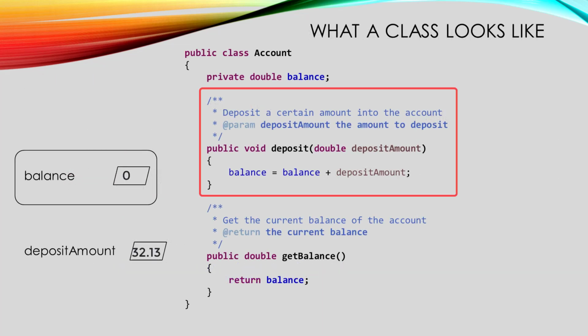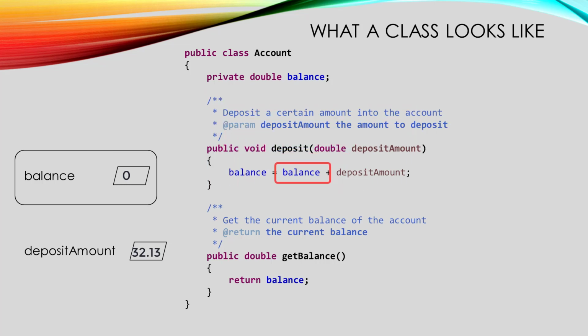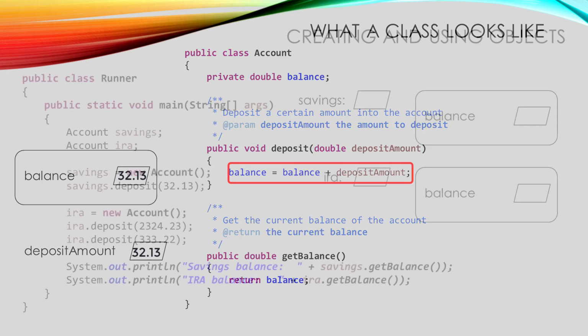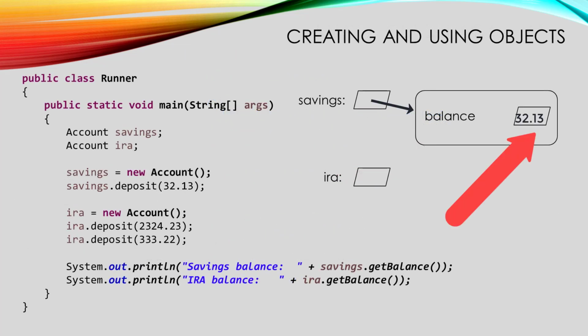When we go to the deposit method, the JVM will know which object it's supposed to use, so I've shown the savings object here. In addition, the call on the method passed 32.13 into deposit amount, so I've shown that in our memory diagram too. The JVM will get the value in the instance variable named balance, which is 0. Add the 32.13 that we passed into deposit amount, getting 32.13, and store that result in the instance variable of the object it was called on. That puts the 32.13 into balance in the savings object.